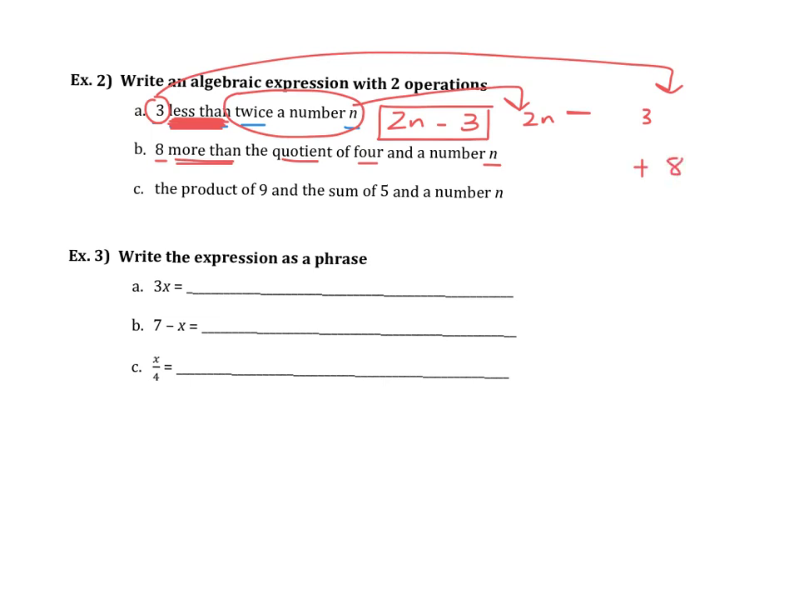So it's plus 8 at the end, right? The beginning of it is the quotient of 4 and n. So quotient being division, you can either do 4 over n plus 8, or you can do 4 divided by n plus 8. Either one of those is fine. I usually do this one, just because that's how you'll see it more often in questions, but totally up to you.